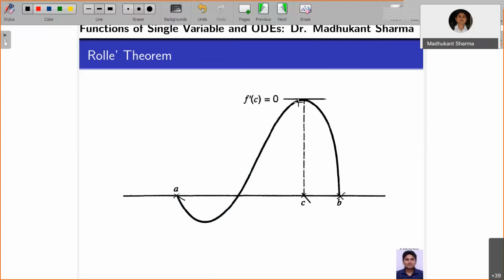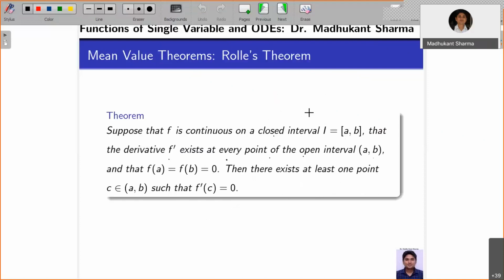So how will you establish this result? Suppose the function is a 0 function. Then there is nothing to prove, because the 0 function is differentiable and the derivative of the 0 function is 0. So without loss of generality, we can assume that f is a non-zero function. That's the very first thing.